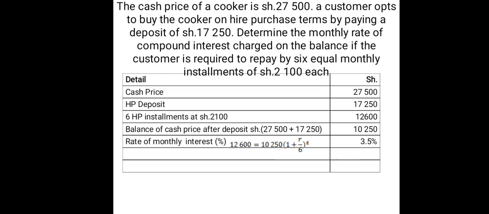The cash price of a cooker is 27,500 shillings. A customer opts to buy the cooker on hire purchase terms by paying a deposit of 17,250 shillings. Determine the monthly rate of compound interest charged on the balance if the customer is required to pay by 6 equal monthly installments of 2,100 shillings each.